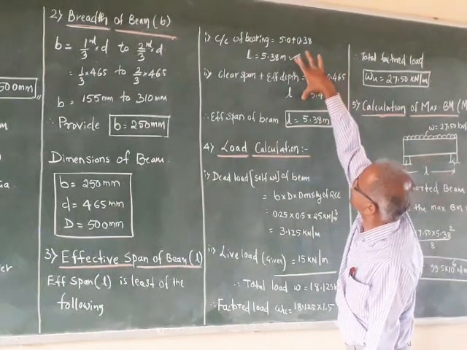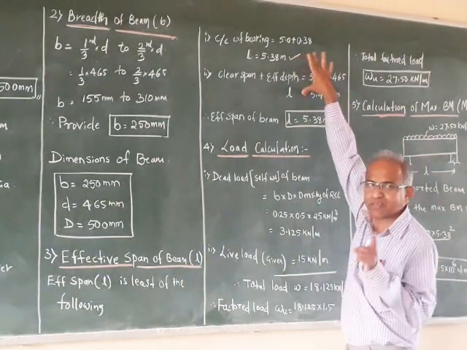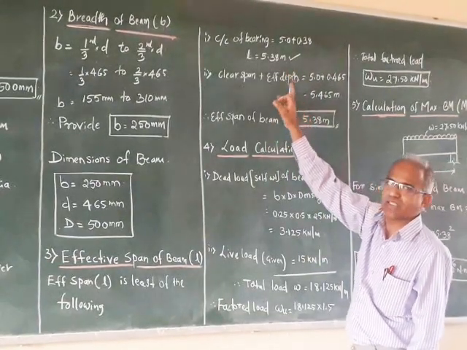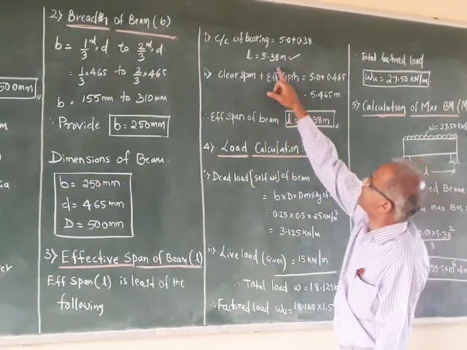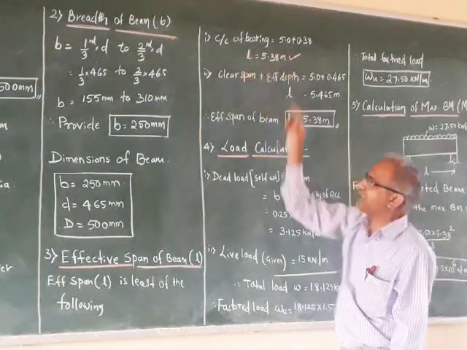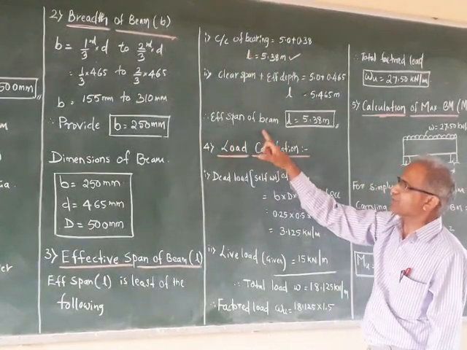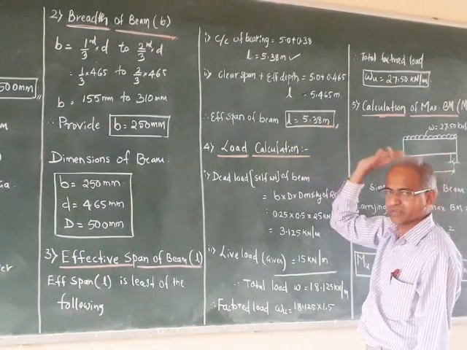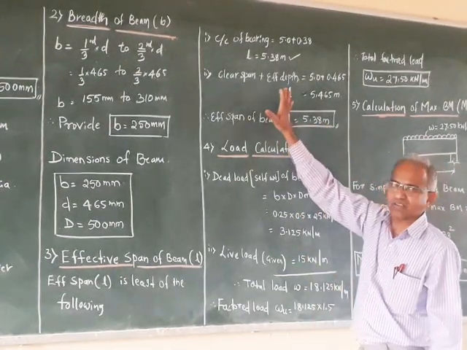So these are the two values. Out of these two, whichever is the least value, that will be considered as effective span for the beam. So now lesser value is this 5.38. So finally effective span of the beam is equal to 5.38 meter. Okay, so this is the third step.